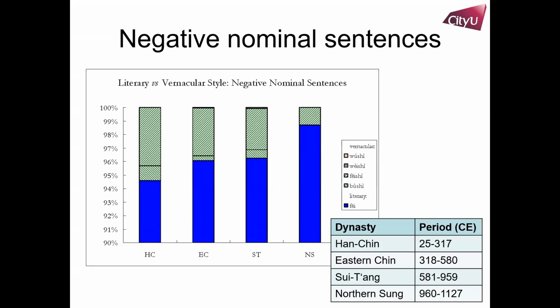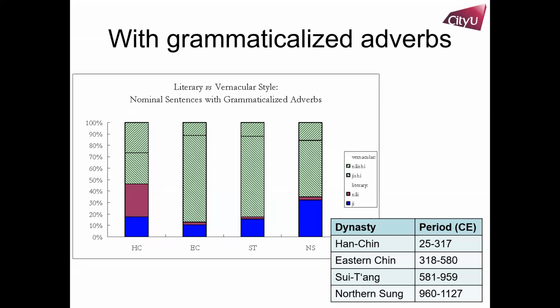Okay, and here are the trends in terms of using negation in nominal sentences. Again, we see an upward trend as we get to the Northern Song Dynasty, although in this case, it has been going up already since the Han Qing. So maybe there's some uncertainty whether it is just the effects of the stylists. And in terms of the grammaticalized adverbs, this is closer to what we saw before, with a movement towards the vernacular style, but then a reversion to a more classical literary style when we get to Northern Song.